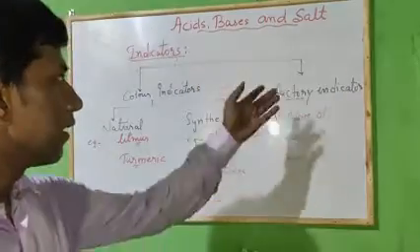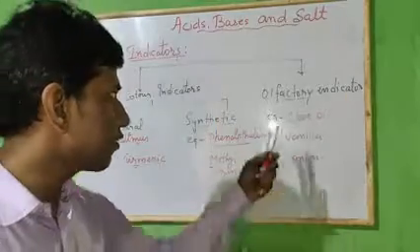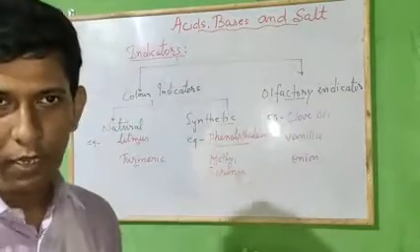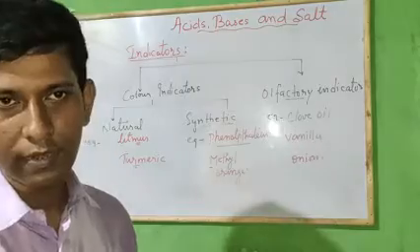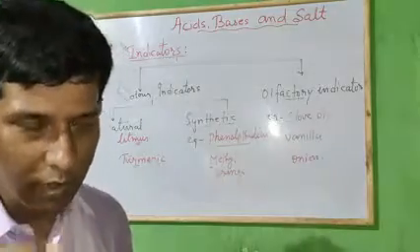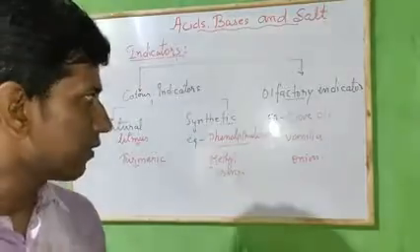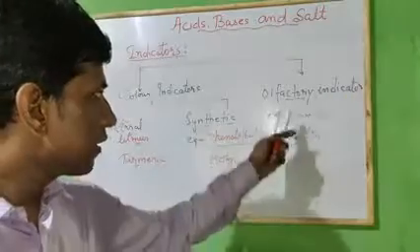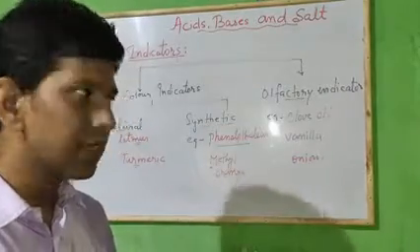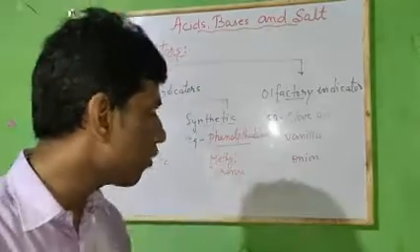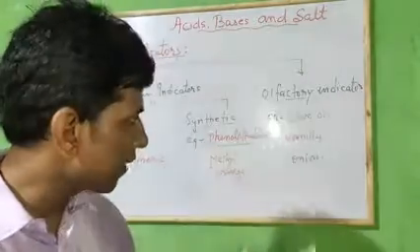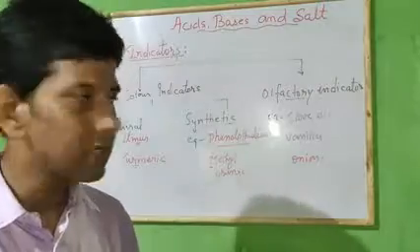Here, children, is another category of indicator, the olfactory indicator. Let me explain what olfactory indicator means. Olfactory means with smell we can understand whether the given liquid is acidic or basic. There are generally three olfactory indicators we use. The first is clove oil, the second is vanilla essence, and the third and most important is onion.